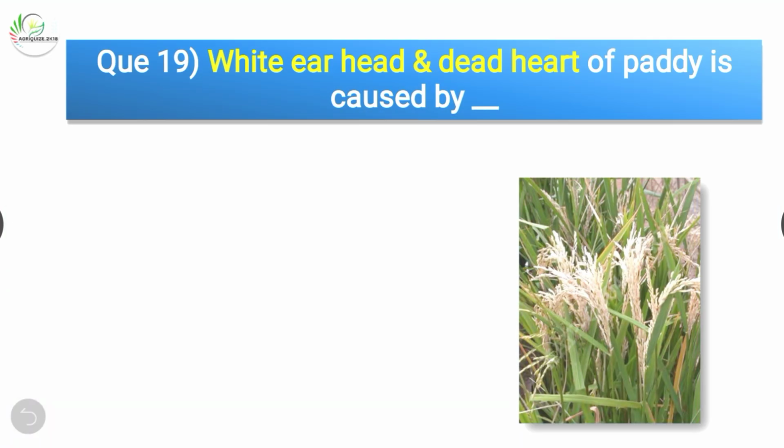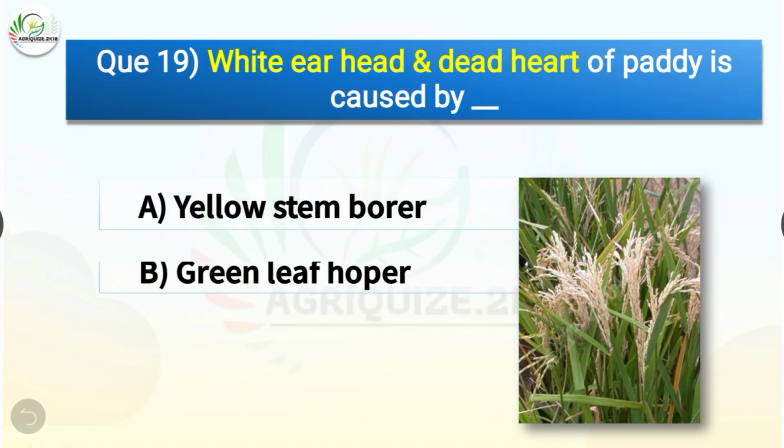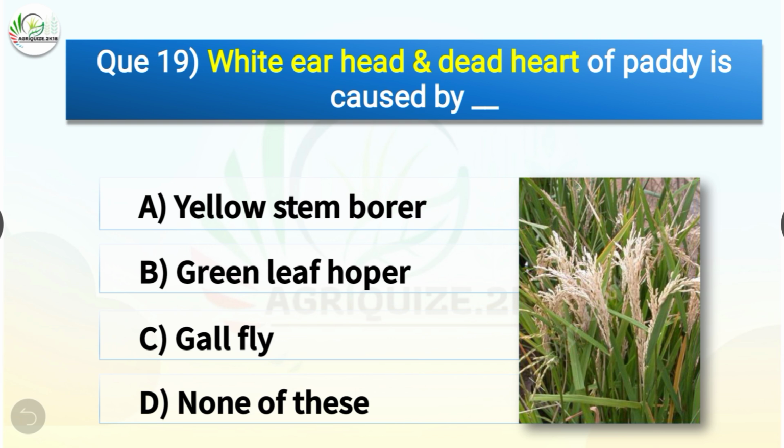Question number 19. White earhead and dead heart of paddy is caused by. The options are yellow stem borer, green leaf hopper, gall fly or none of these. The correct answer is option A, yellow stem borer. So white earhead and dead heart of paddy is caused by yellow stem borer.